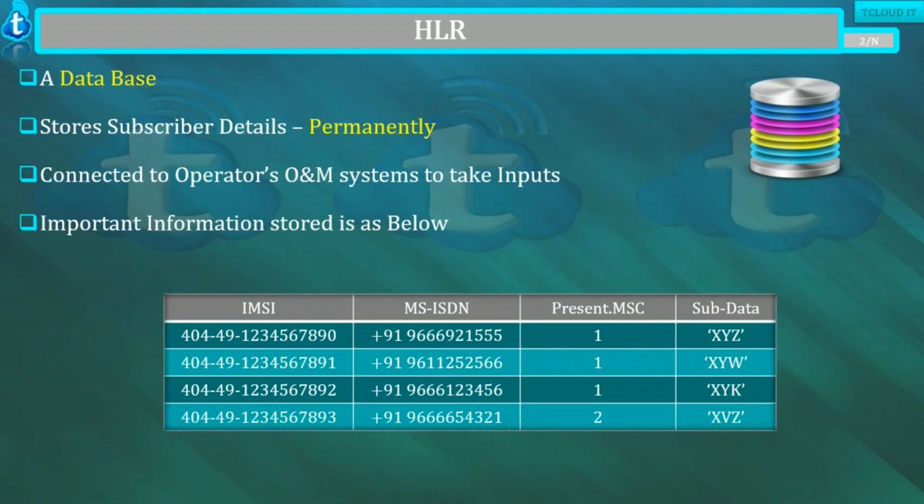So, who will store the information into HLR? Typically, the operators, backend people, the operation and maintenance systems will be storing the details into this HLR. So what kind of details would get stored into HLR? Details like IMSI, MSISDN, present MSC, subscriber data, etc. These kind of things would get stored here on HLR.